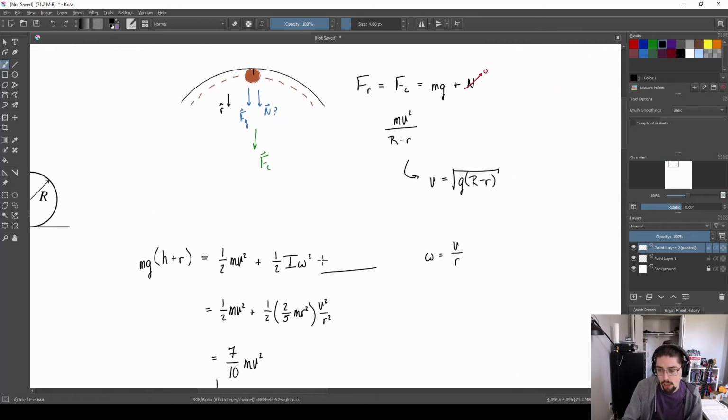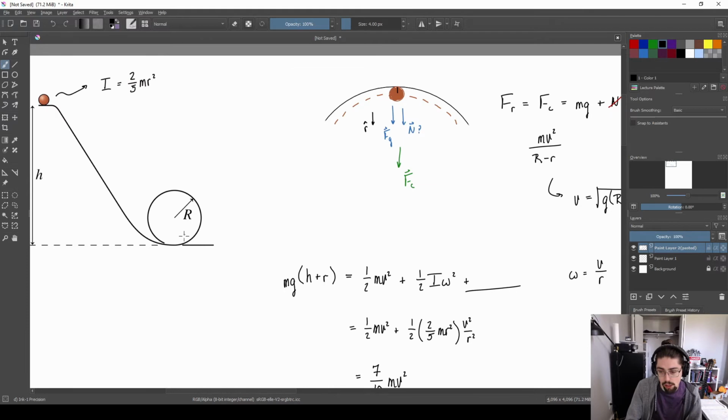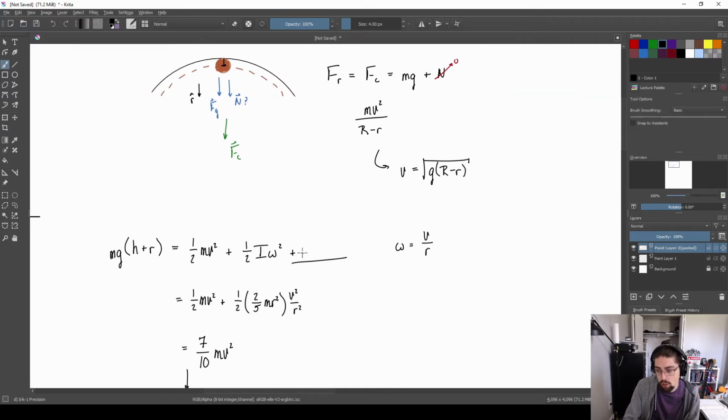So what should that look like? Well, what distance are we actually at? We are at 2r up minus this radius right here, right? That radius right there is where our center of mass is below 2r. So I'm going to say I should also have this additional term right here, mg(2r minus r).